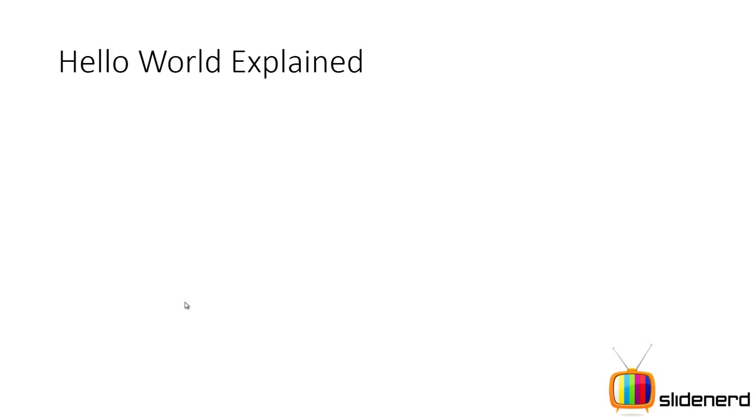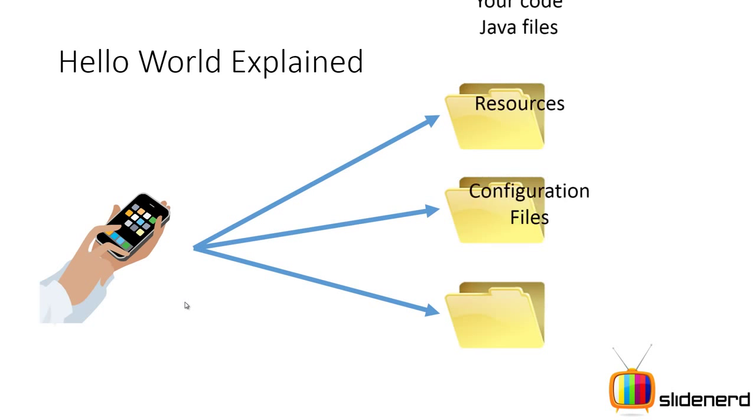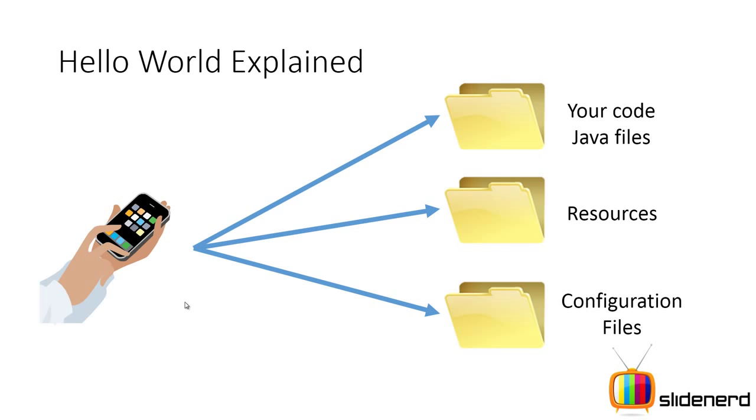Android has a way of separating things. It separates everything: your Java code, your resources, your configuration files, whatever. So first things first, here is your Android app. It is made up of three main parts. One being your Java code files, which are put together separately. Another being resources, and the third being configuration files.